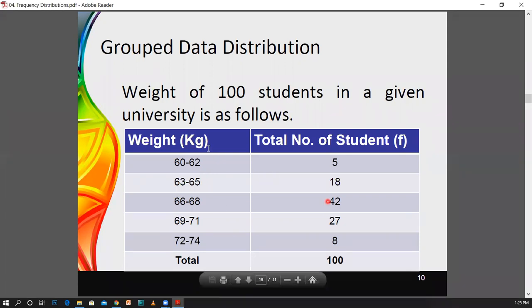In the latter part of this session, we will discuss how we define the classes and how to allocate the numbers to these classes. Now you can see that you have classes and the associated frequencies for each class. From the weight 60 to 62, there were 5 students. For 63 to 65 kilograms, there were 18 students. For 66 to 68, there were 42 students. Likewise, you can have the frequencies for classes or groups. Therefore, we call such a distribution a group frequency distribution or group data distribution.